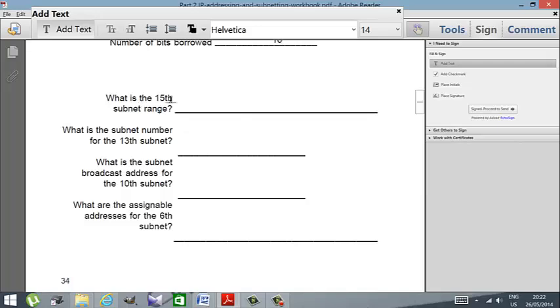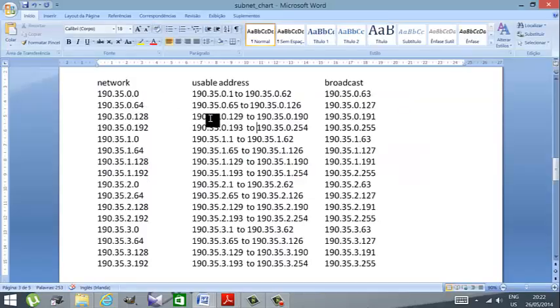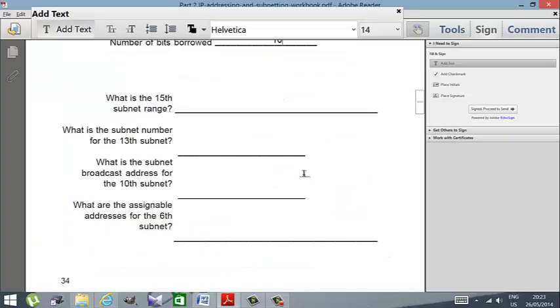It is asking what's the 50th subnet range. So here we have the network, and we have 1, 2, 3, 4, 5, 6. Where is it? 1, 2, 3, 4, 5, 6, 7, 8, 9, 10, 11, 12, 13, 14, 15. What's the 5th subnet range? It goes from 128 until 191. And we don't need this middle. So this subnet range goes from 128 until 191.